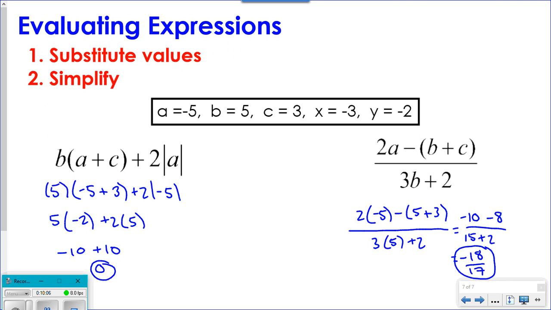Alright, so substituting in, watching our signs, being careful as we go. We get 0 for the first question, and -18/17 for the second question. Usually, 95% of the time, we're going to leave these as simplified improper fractions. We're not going to turn things into decimals, because usually with these decimals, they're not going to be nice. We're going to have to round them and our answer won't be exact. So unless your directions tell you otherwise, always leave your answer in simplified improper fraction form.